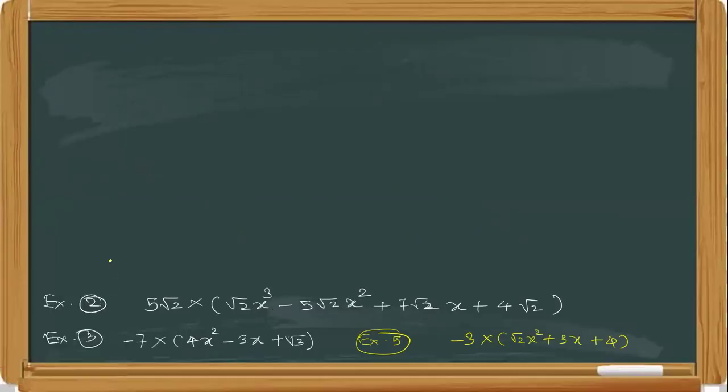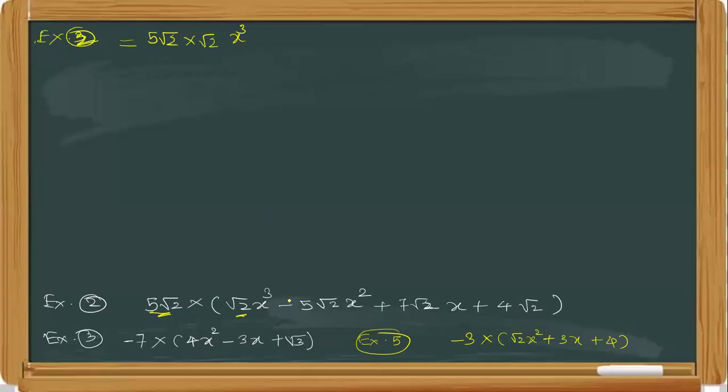What do you find difficult or complex in the scalar multiplication? In this second example, you need to multiply this 5 root 2 to root 2, right? Multiply root 2 x cube. Is there any difficulty? I am directly writing the answer.